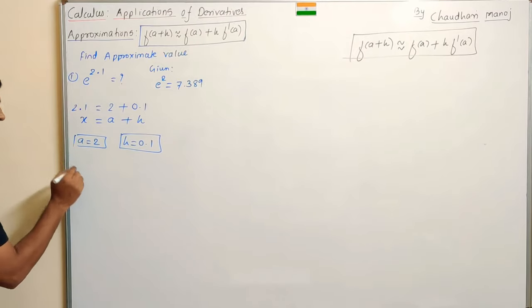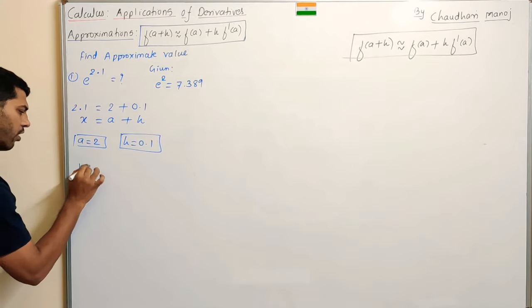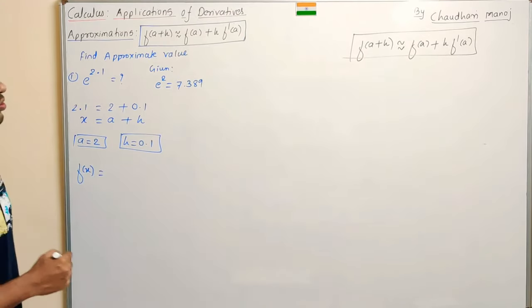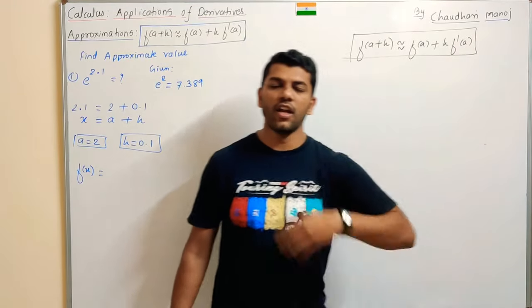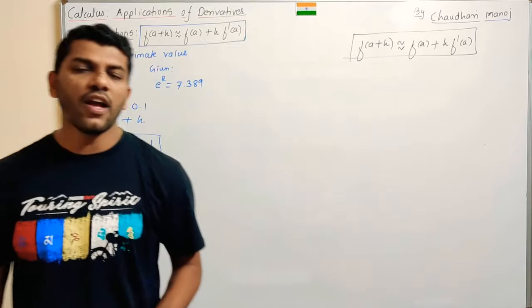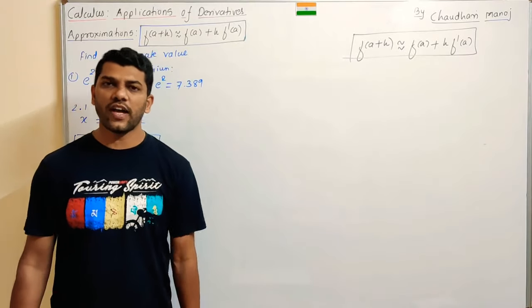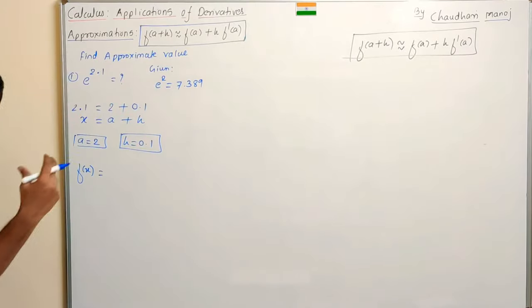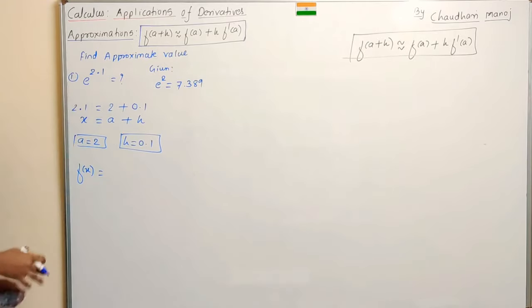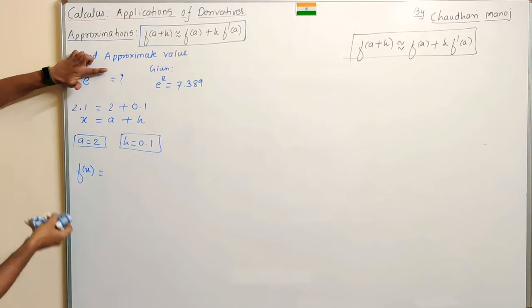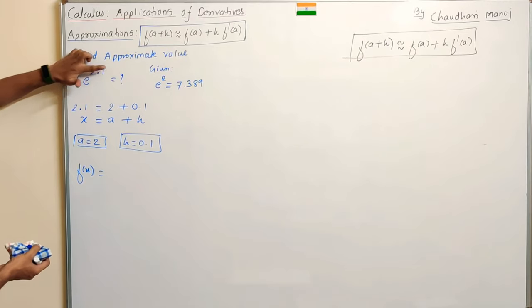Okay, then let's define the function f of x. Here there is a function value present and a derivative value present. If you want to find a function value and a derivative value, you must define a function. Let me tell you a simple way to define a function from this. See, this is e raised to 2.1. This 2.1, hide it and assume it as an x. So what is the function that you are observing? This is e raised to x.